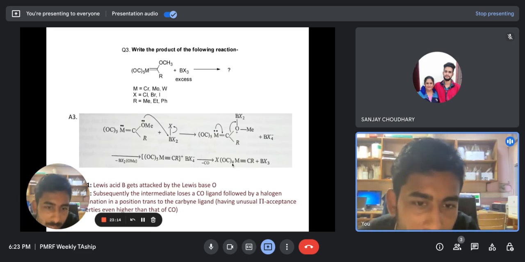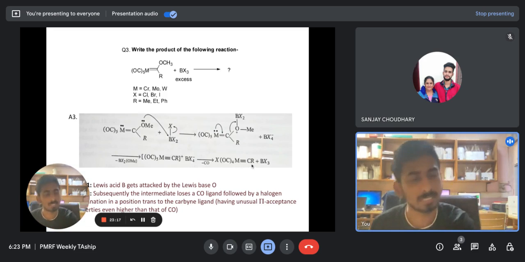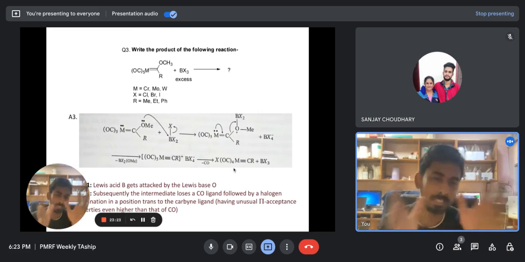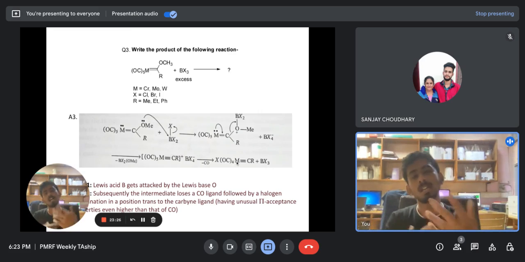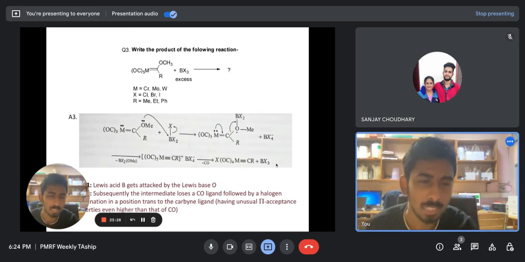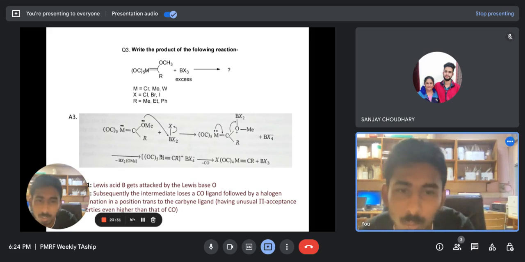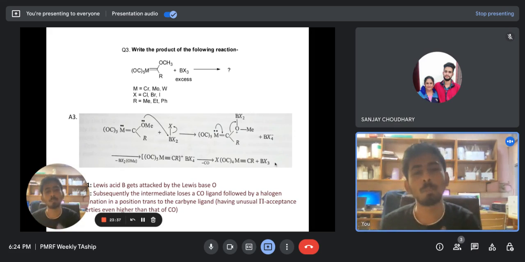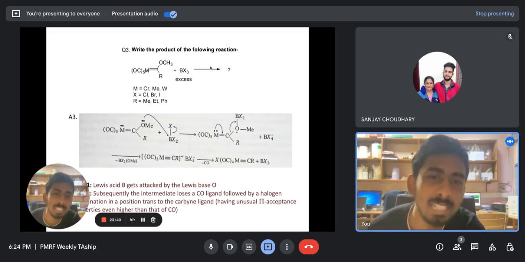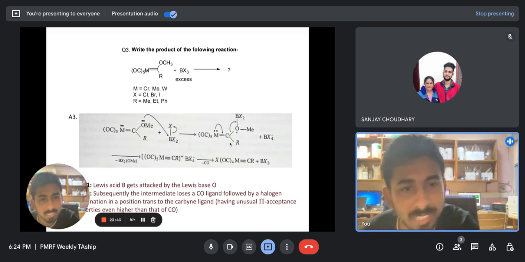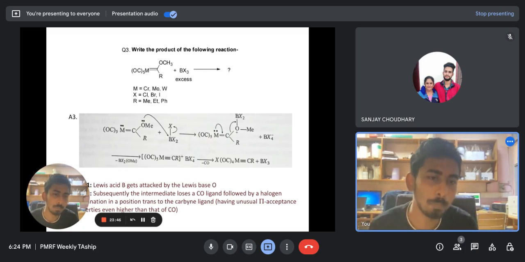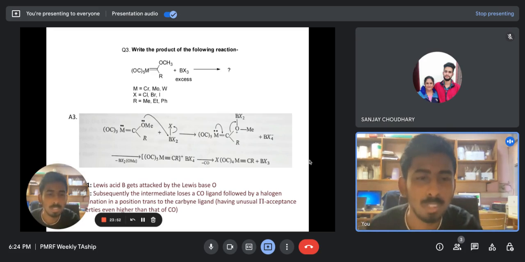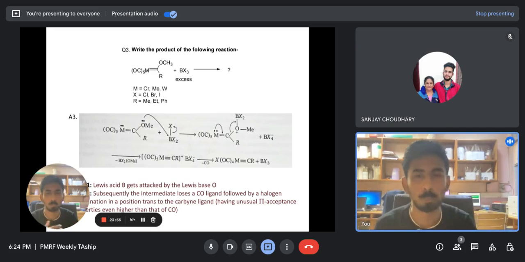So the X(OC)4M triple bond CR, that is the Fischer carbene molecule, will be produced, where the COs are in a set and this X is residing on the trans position from the metal carbene bond, and a BX3 molecule is liberated. So when we start with two molecules of BX3, we get one molecule of BX3 back. So an excess amount of BX3 is okay, but the reaction itself will produce more BX3, so we do not need more than two equivalents of BX3 in this case. Only two equivalents of BX3 are enough to pull the reaction.